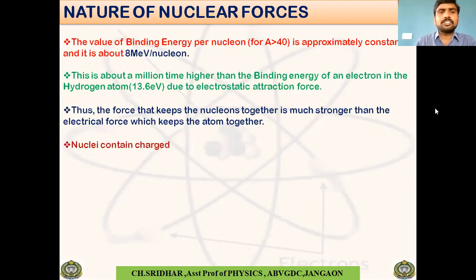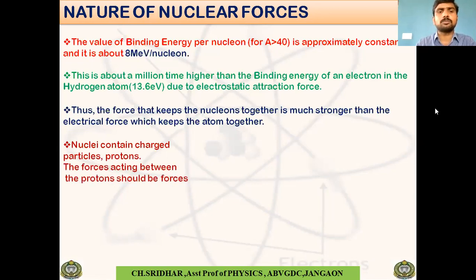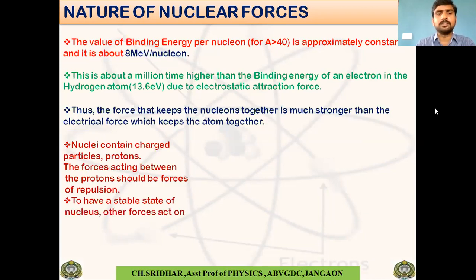So nuclei contain charged particles, protons. The forces acting between the protons should be forces of repulsion. In a nucleus, we have neutrons and protons. As neutrons are chargeless particles, we have to consider the protons. There is an electrostatic force of repulsion present between any two protons. To have a stable nucleus, other forces must act on the protons besides the electrostatic repulsion, and these attractive forces should exceed the force of repulsion.